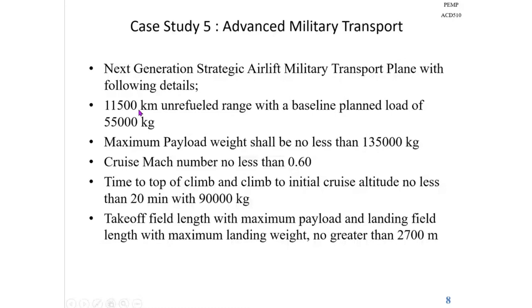Cruise Mach number no less than 0.6. Time to top of climb, to initial cruise altitude, no less than 20 minutes. It should be around 20 minutes with 90,000 kg. And takeoff field length at maximum payload and landing not greater than 2,700 meters. Okay. So when you say landing length should not be more than 2,700 meters, from that you can derive the touchdown speed and the stall speed, and I'll talk about that in the next class.